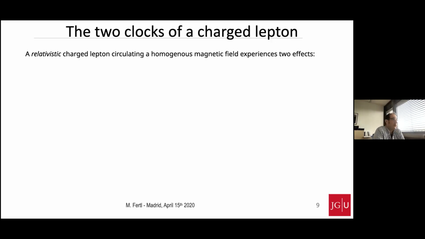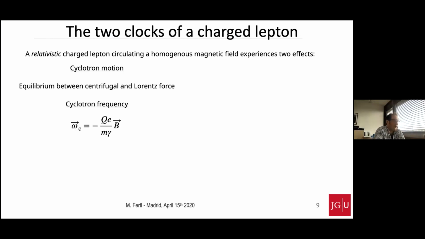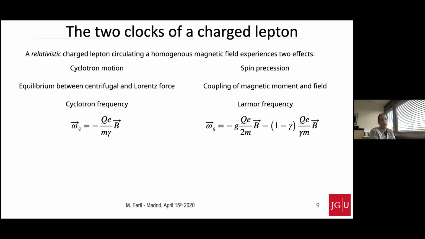So actually what we do is we basically compare 2 clocks of a charged lepton. If we take a relativistic lepton and have it circulating in a homogeneous magnetic field, it will experience 2 well-known effects. It will undergo cyclotron motion with the well-known cyclotron frequency, which is just a combination of its charge, its mass, and its relativistic gamma factor, and proportional to the magnetic field. The second effect is spin precession, which is due to the coupling of the magnetic moment to the magnetic field. And this is also well characterized. We get the Larmor precession and the Thomas precession. So you get a spin precession term on the right-hand side.